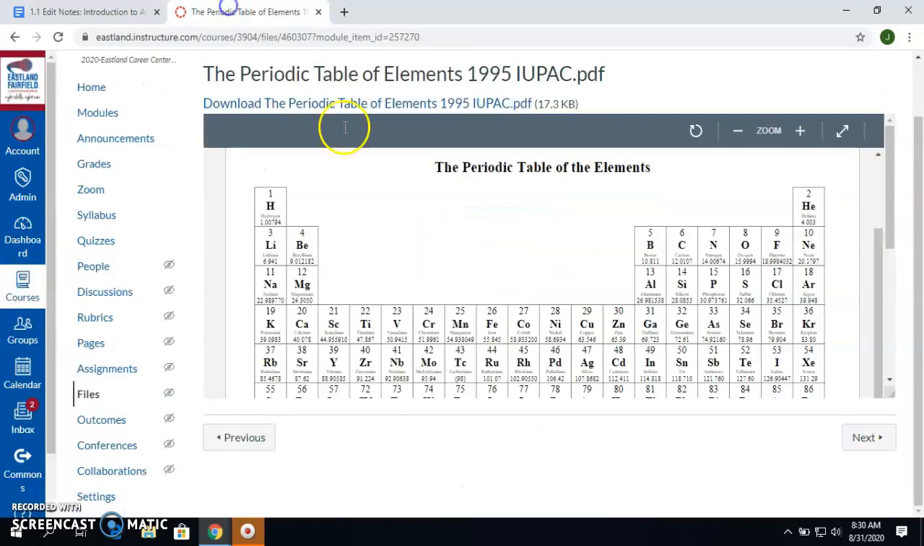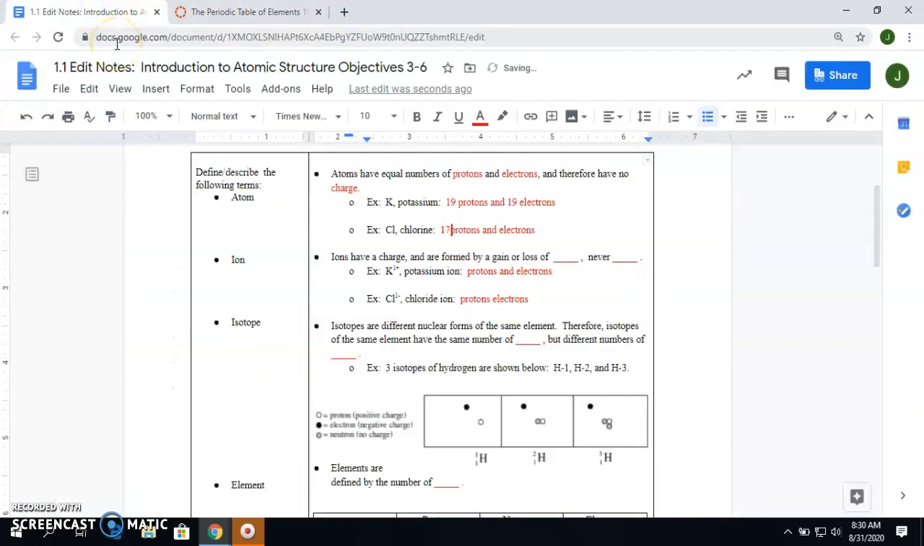For chlorine, chlorine is element number 17, which means that it's got 17 protons inside its nucleus. Since it's in its neutral state here, it must have 17 protons and 17 electrons, according to our definition of the term atom.